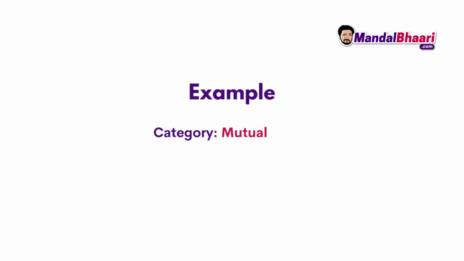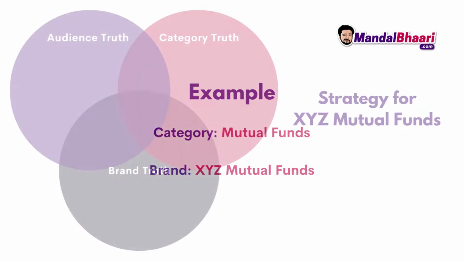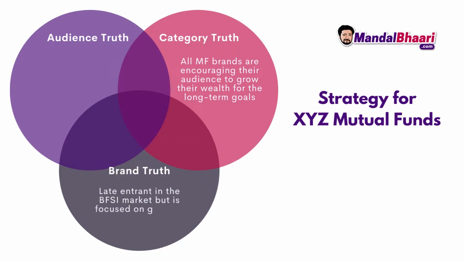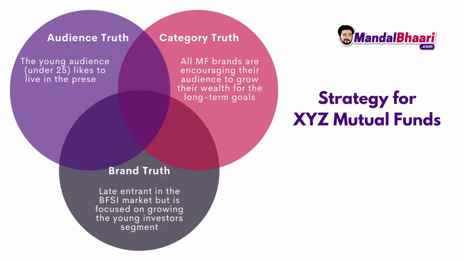Example. Let's say you're working on a mutual fund brand and these are your findings from research and study. The category. All mutual fund brands are encouraging their audience to grow their wealth for the long-term goals. The brand truth. Our brand, say XYZ Mutual Fund, is a late entrant in the BFSI market but is focused on growing the young investor segment. And the audience truth is that the young audience, which is under the age of 25 years, likes to live in the present and does not really focus on long-term goals.